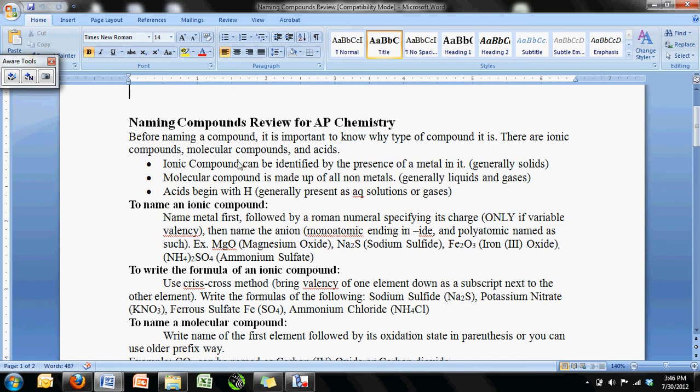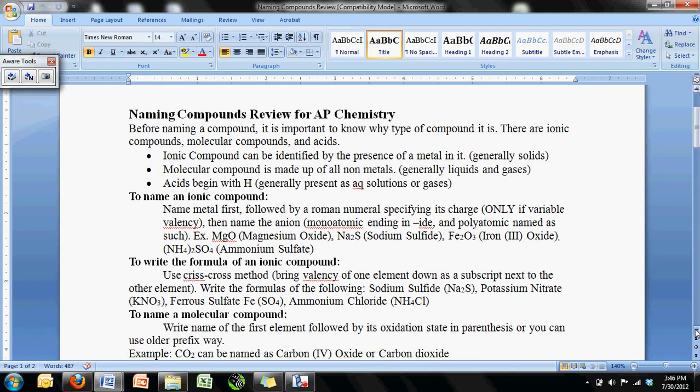To simplify naming, rather, I have classified compounds in 3 big categories: ionic compounds, molecular compounds, and acids. Ionic compounds are compounds that have a metal in it, a metal cation. Molecular compounds lack a metal cation, are made up of all nonmetals. And acids generally are compounds that begin with H. Now let's look at each of these and how to name them in detail.